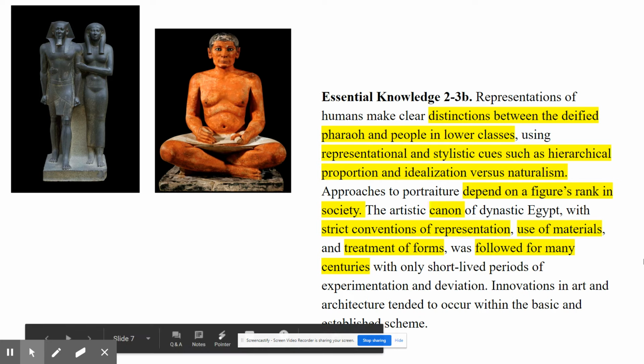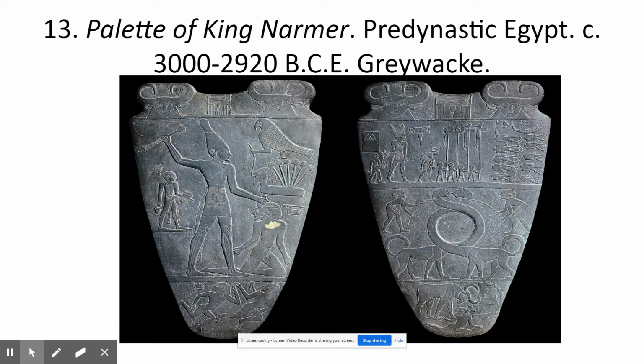So that is all I have to say. I just want to mention what the works are. So here's the Palette of King Narmer, right, with the registers, 1, 2, 3, 4 registers here, 1, 2, 3 registers there. That is our one pre-dynastic piece. It is also made of graywacke, which is going to be significant. We'll think about why that is.